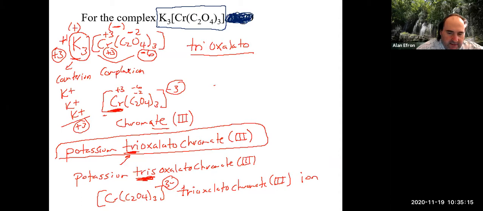Okay, lastly here, coordination number. The coordination number on this one is going to be 6 in this case. So it is not going to be 3 like we see here. It is going to be 6. And that is because oxalate is this.